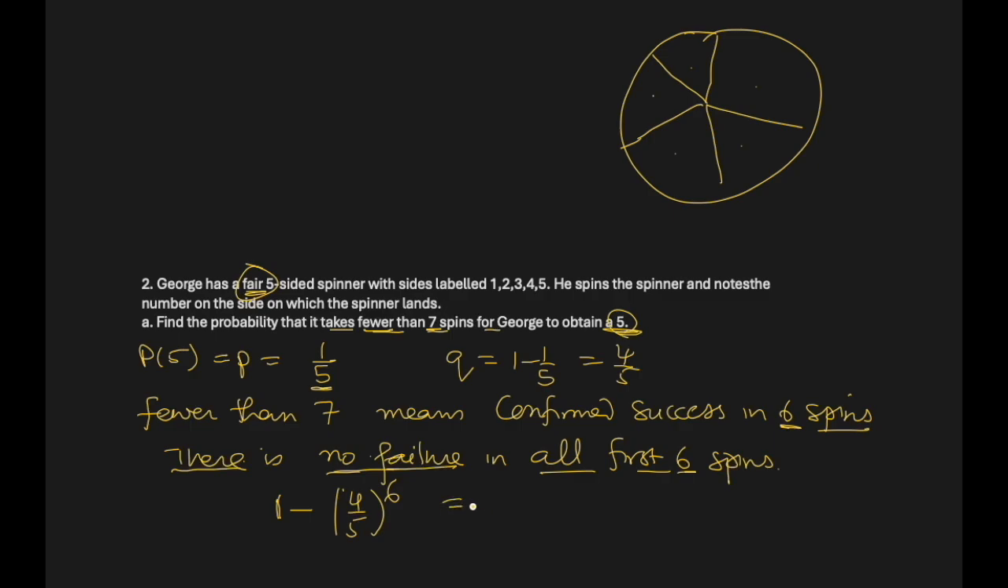What I'm getting here is 0.7378. So I can write 0.738. That is the probability that he gets success before the 7th spin. That means there's no failure in the first 6 attempts.